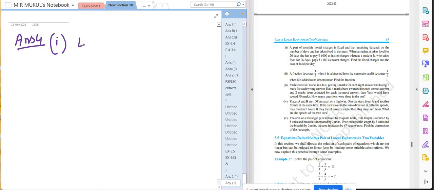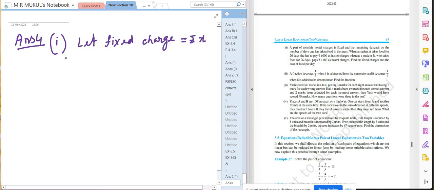So let the fixed charge equal rupees x, and the cost of food per day equal rupees y.